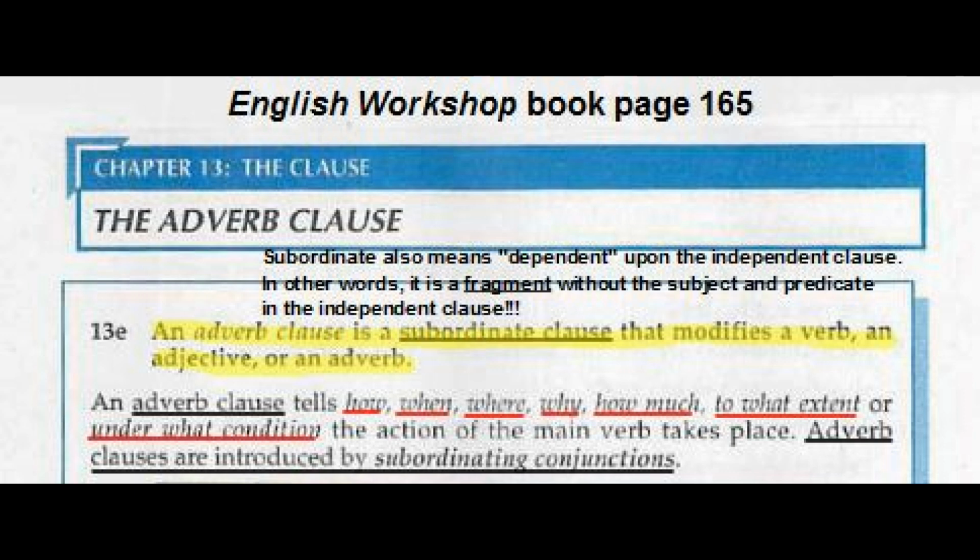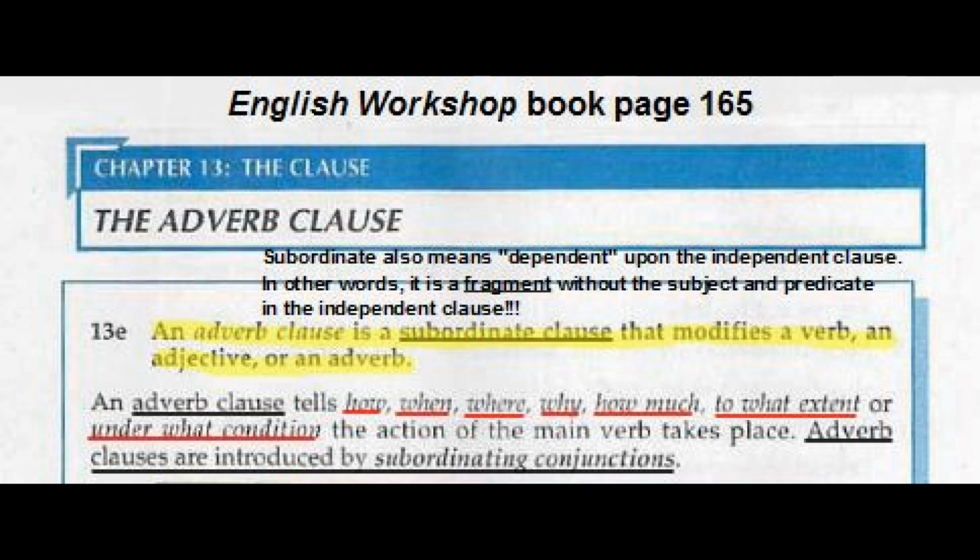Okay, now in order to understand this, we need to understand what a subordinate clause is. So let's maybe even write these words above, like I typed them. The word subordinate also means dependent upon the independent clause. In other words, it is a fragment without the subject and the predicate in the independent clause. So if something is subordinate, it means it's below, or if it's dependent, it means it relies upon another part. So a subordinate clause can't exist by itself, it's just a fragment. I'll pause so that you can write those words in.